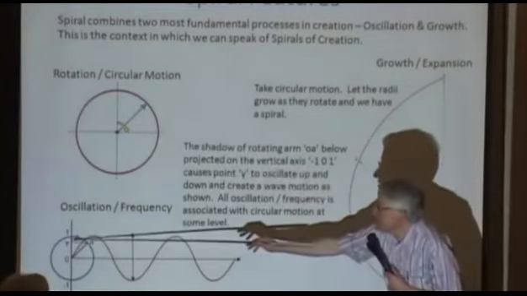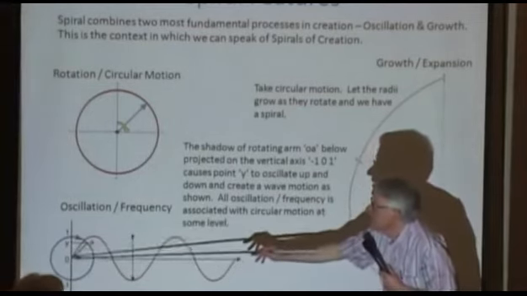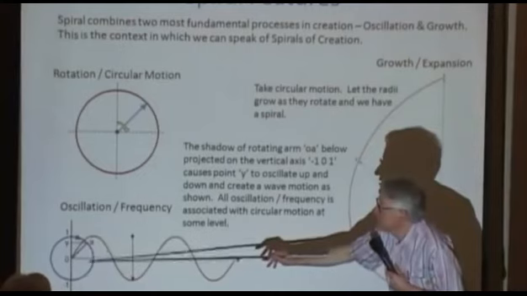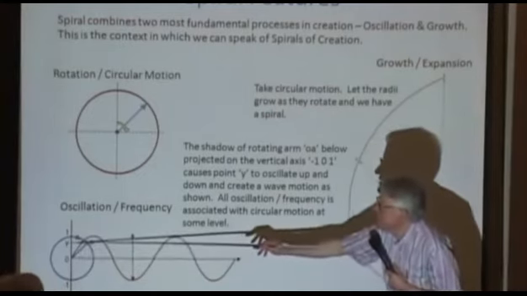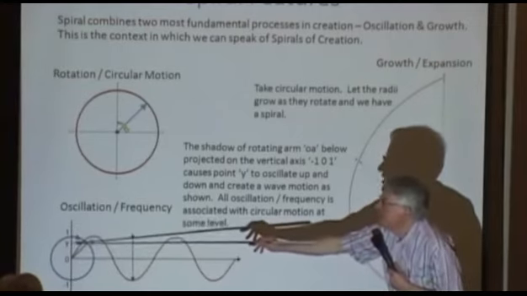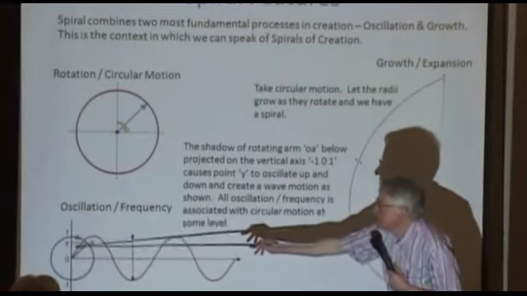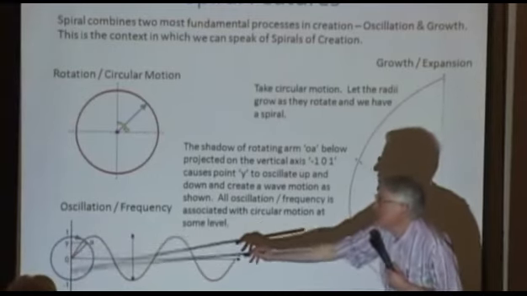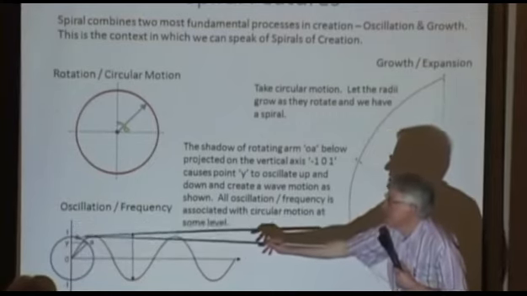If we take a circle that's rotating, represented here, if we look at the arm that is generating the circle, as it rotates, it casts a shadow on the vertical line. Now, as the arm rotates around the circle, the shadow moves up and down along the vertical axis. As it moves up and down, it creates a wave motion.